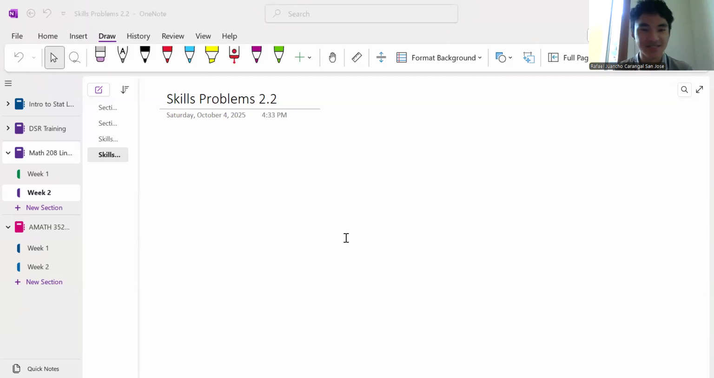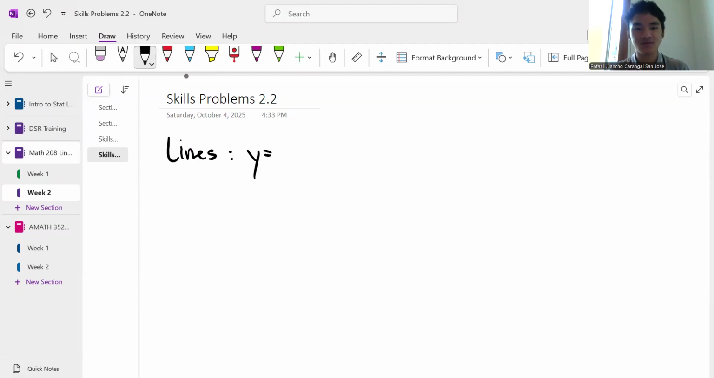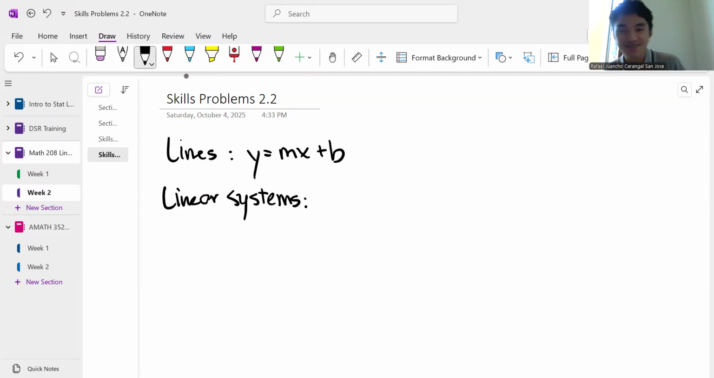So it's been a while since I've done this again. But basically, we're going to be doing exercises on linear algebra. And just to do a bit of review, we've covered pretty much lines, the ideas of lines, what it means to be in the y = mx + b form, those types of ideas. We've covered linear systems. Yeah, it's been a while since I've done this actually.